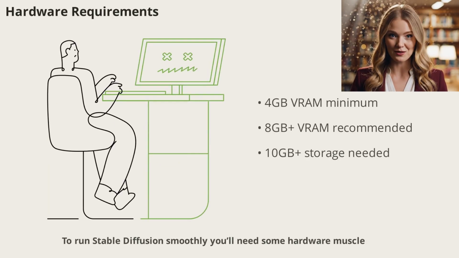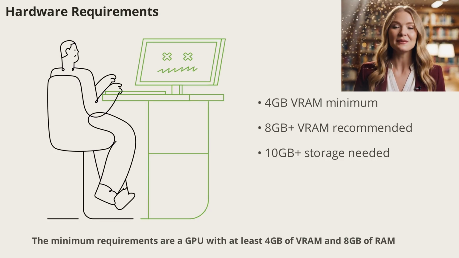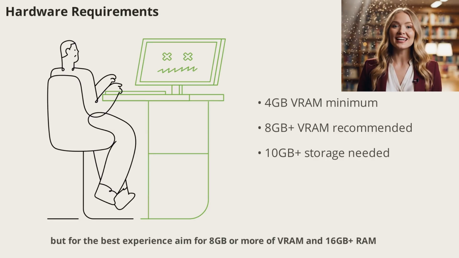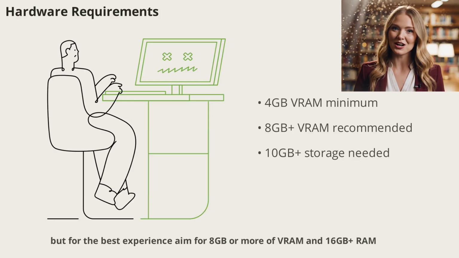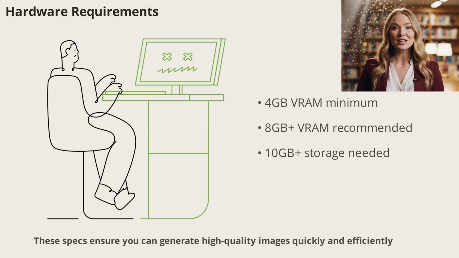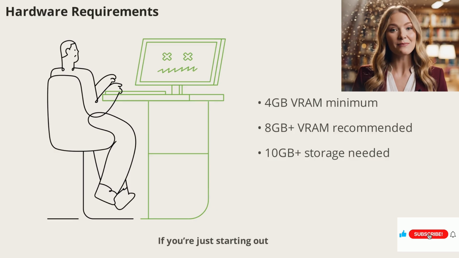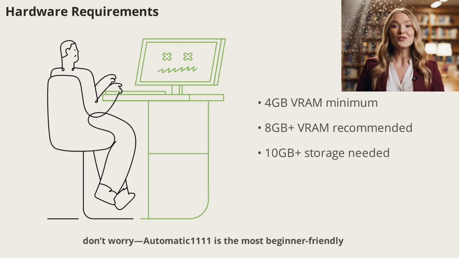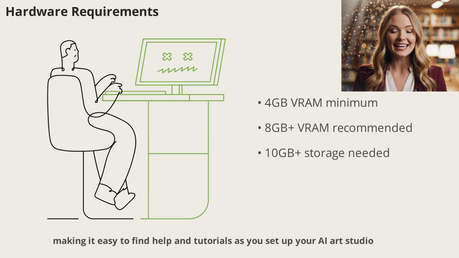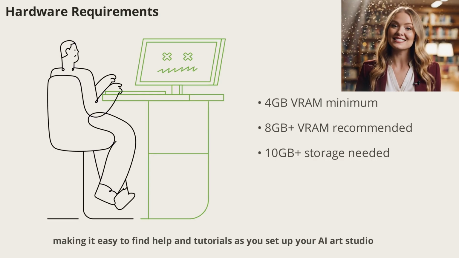To run Stable Diffusion smoothly, you'll need some hardware muscle. The minimum requirements are a GPU with at least 4 GB of VRAM and 8 GB of RAM. But for the best experience, aim for 8 GB or more of VRAM and 16 GB plus RAM. You'll also need at least 10 GB of storage for models and outputs. These specs ensure you can generate high-quality images quickly and efficiently. If you're just starting out, don't worry, Automatic 1111 is the most beginner-friendly and has the largest community support, making it easy to find help and tutorials as you set up your AI art studio.